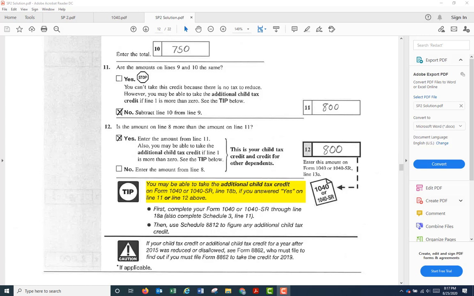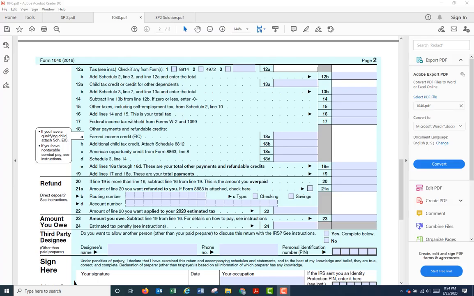Did we answer yes? We did. Therefore, we may be able to qualify for the additional child tax credit. So then we have to complete Schedule 8812 to figure any amount of additional child tax credit. The tax liability, line 12A, is $1,550. We don't have any from Schedule 2, none in this problem, so therefore $1,550 is carried down to line 12B.